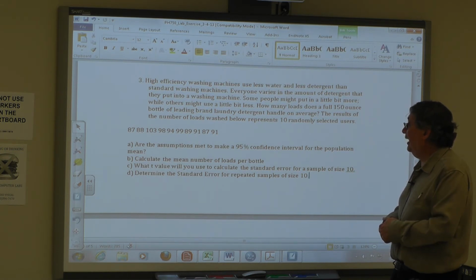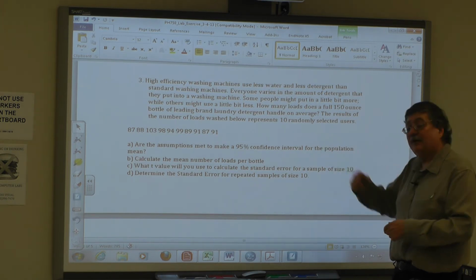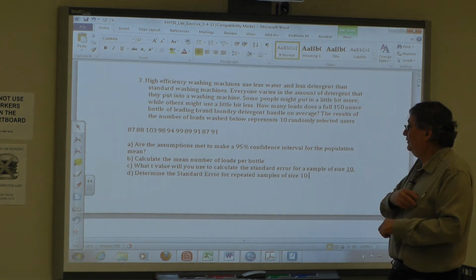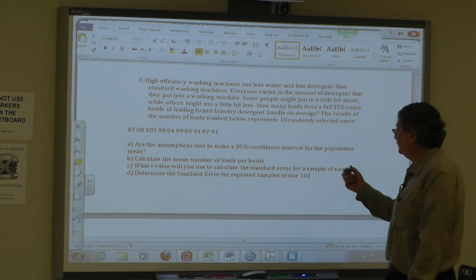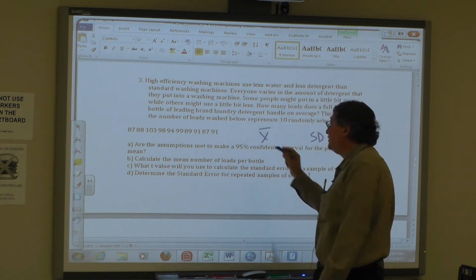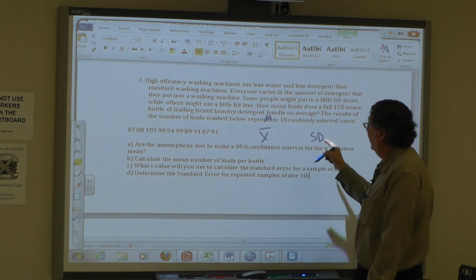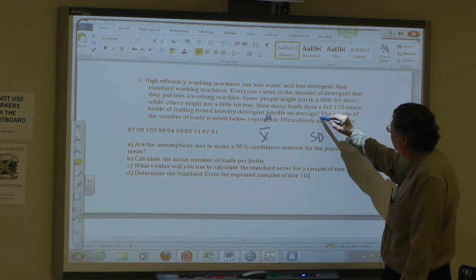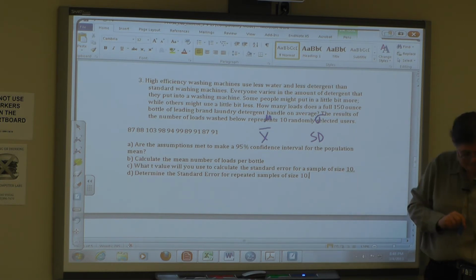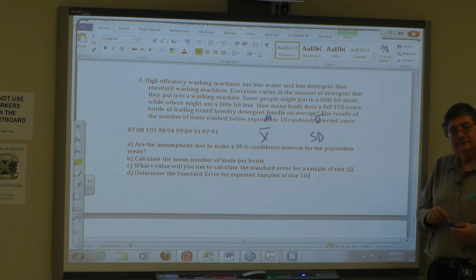Calculate the mean load of bottles, the mean number of loads per bottle. Anybody want to calculate that for me using Excel? And calculate the standard deviation too. Okay, you're going to calculate the mean and the standard deviation. X bar and standard deviation. X bar is going to approximate the mean, and standard deviation is going to approximate sigma. Anybody got the mean?